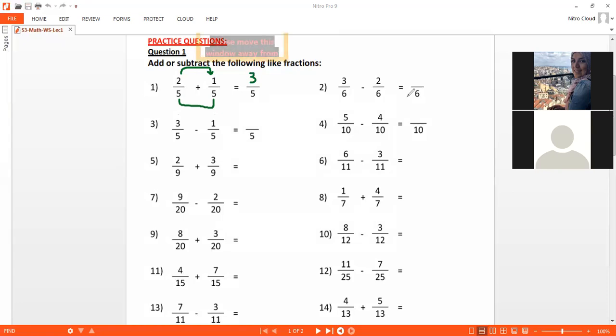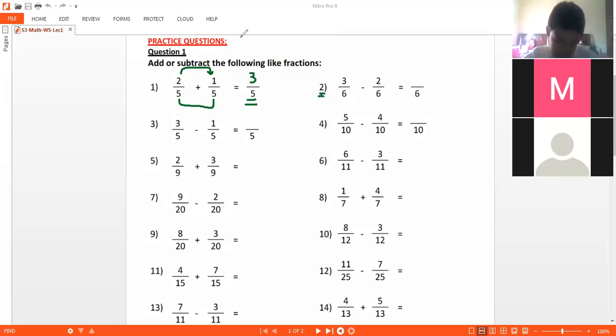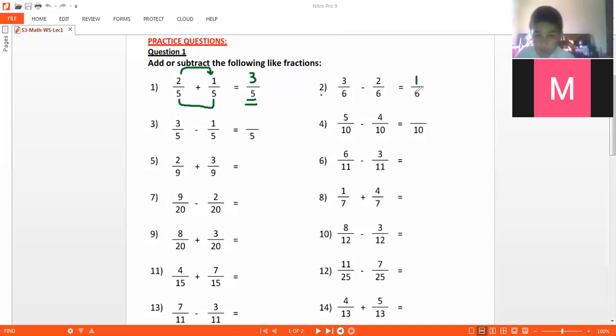Mahdi, number 2. 3 over 5 minus 1 over 5... number 2. It's 2 over 5. Yalla Mahdi. So number 2 we have 3 over 6 minus 2 over 6. So what do I get? 1 over 6. Excellent, Mahdi. So 1 over 6. I just copy the denominator as it is and I subtract the numerators. Thank you, Mahdi. Hussein Mughni. 2 over 5. Excellent, because 3 minus 1 is 2.